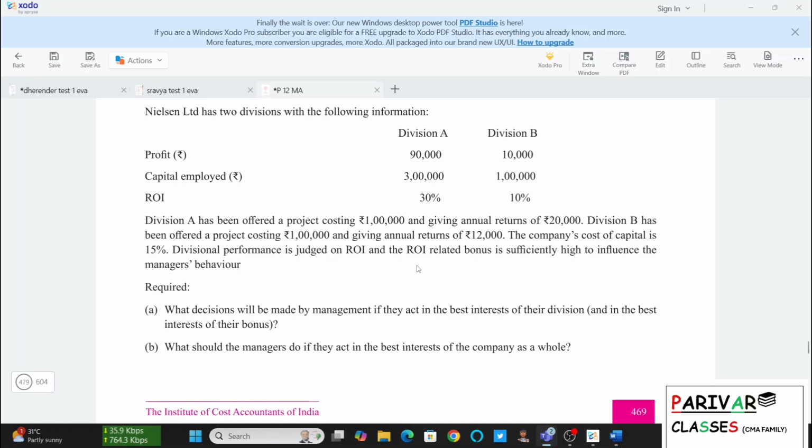We have to find out. Here he is saying that based on ROI, the division's performance is judged. So we have to calculate, if these projects are accepted, what will be the updated ROI, the revised ROI. Current ROI is 30 percentage and 10 percentage. If the divisions accept these projects and get additional income and additional investment, what will be the revised ROI? We have to calculate the revised ROI.